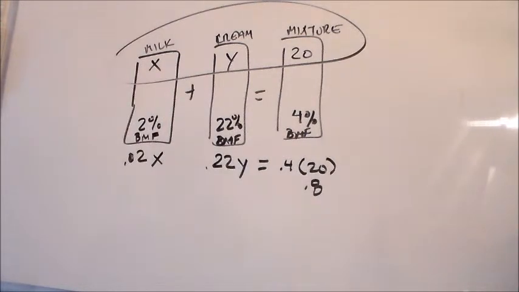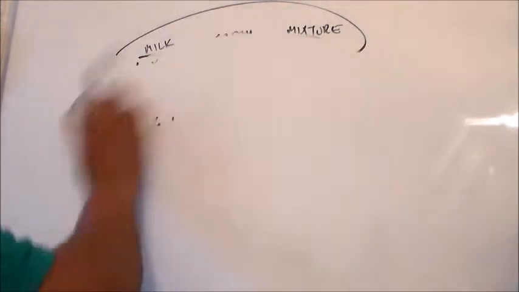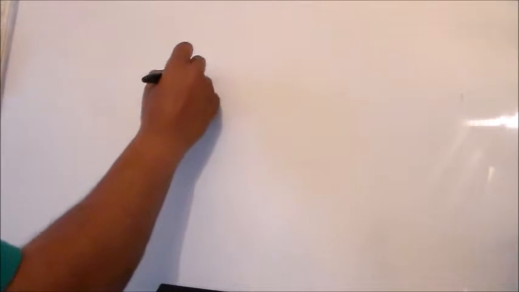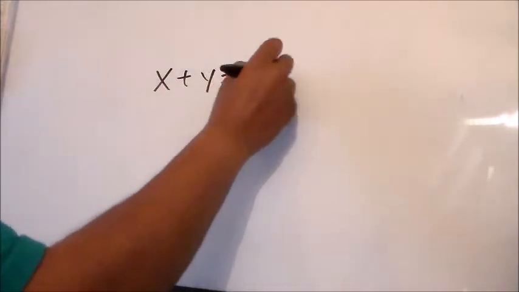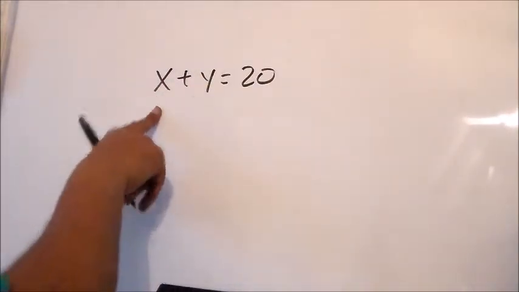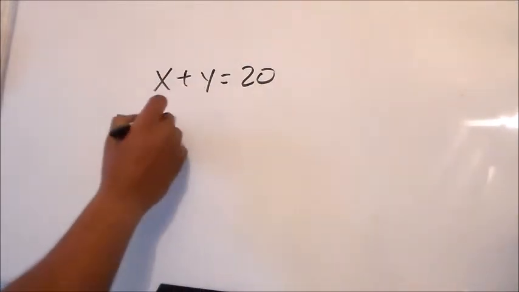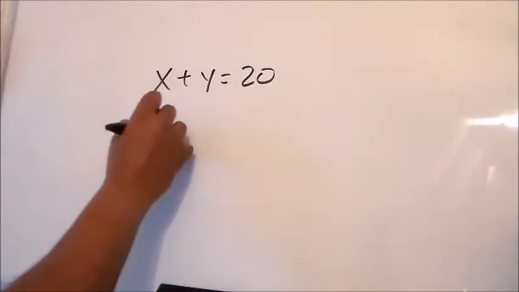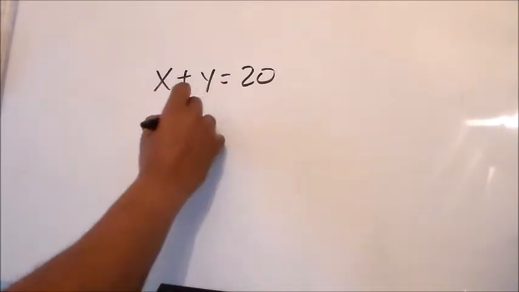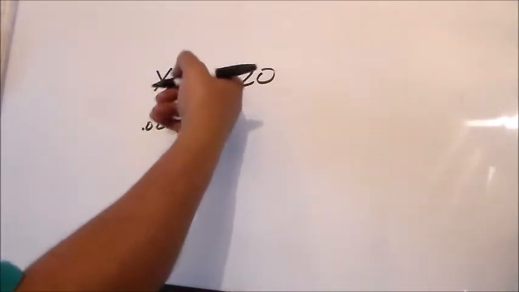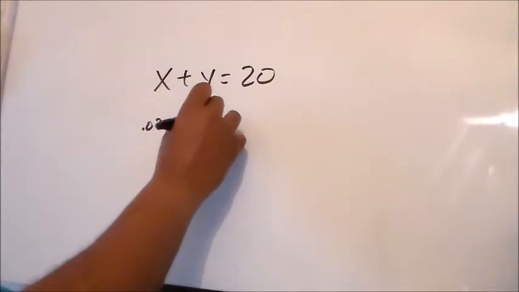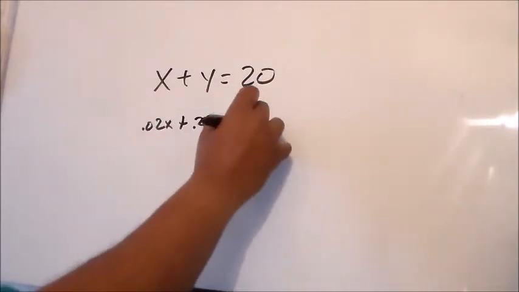Now, let's take it to the system of equations, which is basically going to be a similar thing, but I had to give you a pictorial relationship. So we have X plus Y equals 20, milk at 2%, cream at 22% buttermilk fat equals 20 gallons, and then 0.02X because it's 2% buttermilk fat, and then Y is 0.22Y equals 0.8.